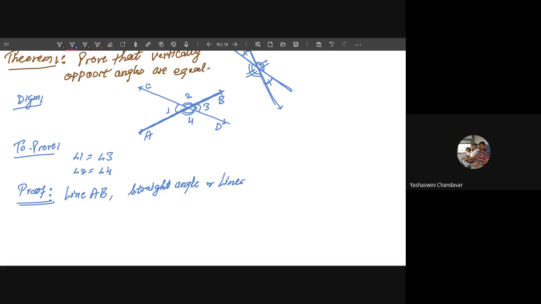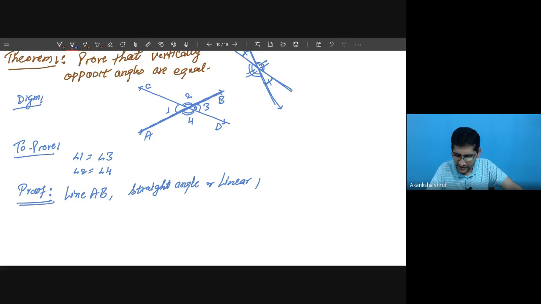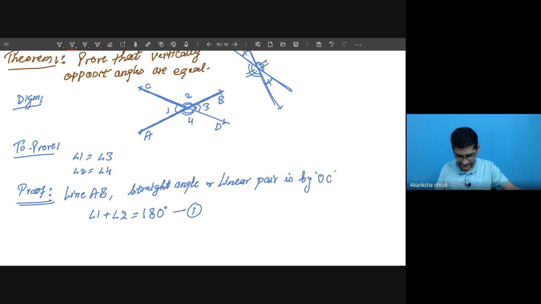Angle 1 plus angle 2. Very good. Linear pair is what? See, student, consider this OC by OC. While considering OC, in this case we can write angle 1 plus angle 2 is 180 degree. This is one line that we can write.